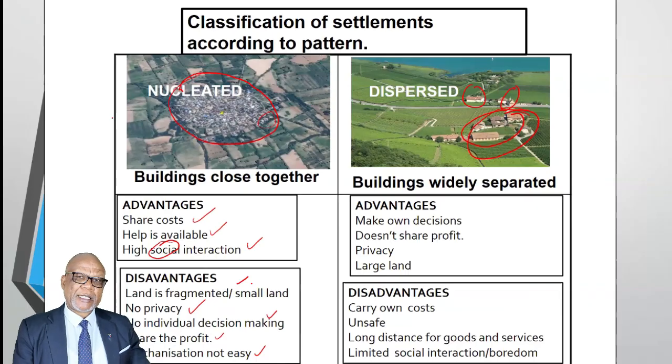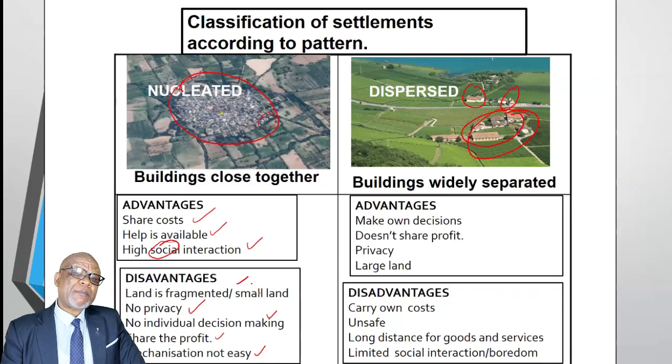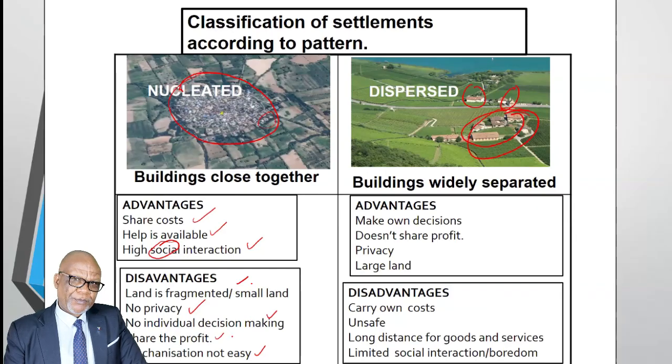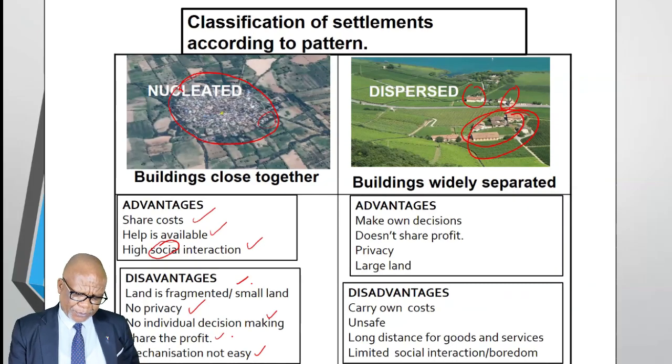If the production is less, that's going to affect the economy, your income, because you have fewer products to sell, and therefore you're going to make less money. As it is, fragmented or small land is social, but you can make it economic by explaining it further. No privacy is outright social. No individual decision making is outright social. Share the profit is now economic, because it's talking about profit, which is money.